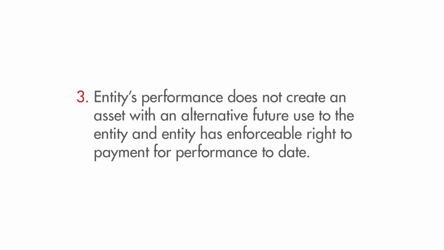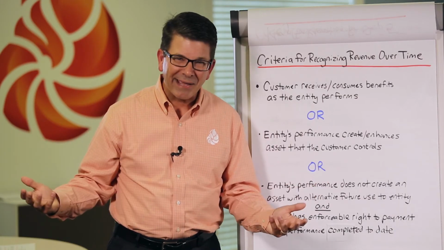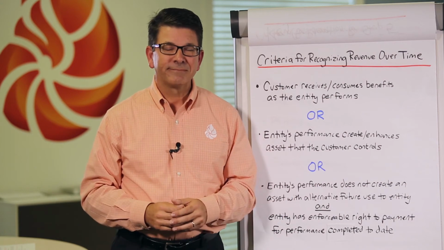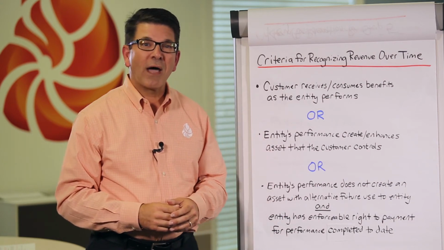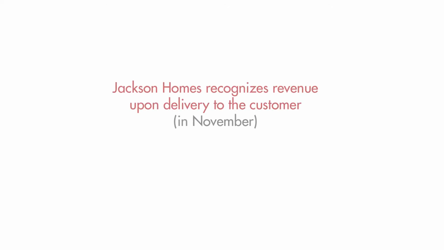If we go to step 3, we have to ask ourselves, does a home have alternative future use to the home builder? In other words, if the Coopers don't buy it, could they sell it to someone else? They definitely could. And that's why in this revised example, Jackson Homes would have to wait until they deliver the asset to the customer to recognize revenue. Let's go back to the scaffolding example and see whether or not they would qualify for revenue recognition over time.